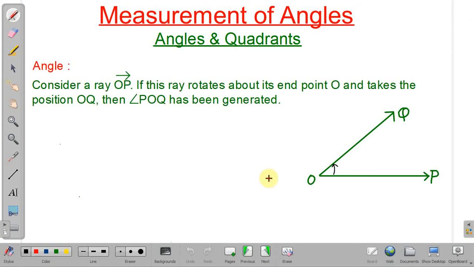If you see this figure, OP is a ray, and if it is rotated about point O, then angle POQ is formed. If the OP ray is moved from OP to OQ, then angle POQ is said to have been generated.